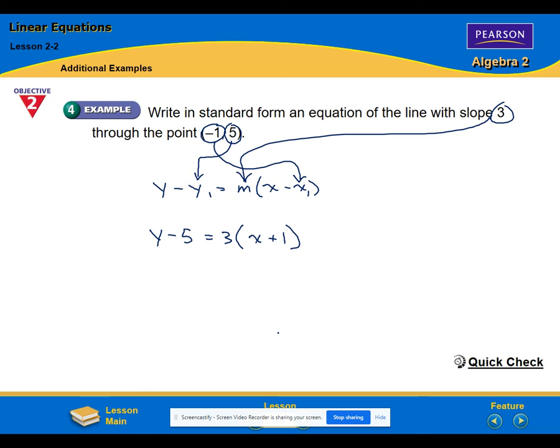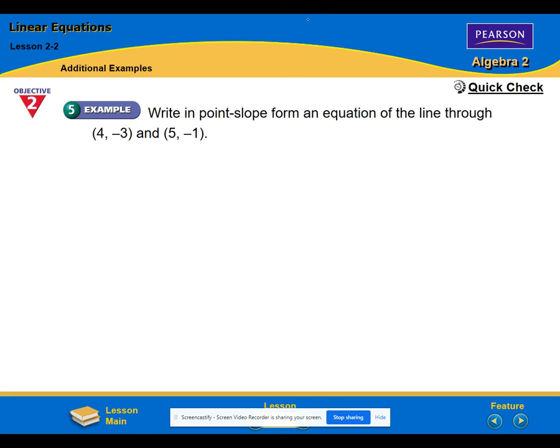That's point slope form. Now again, we will go further with this after the next video and turn this into what's known as standard form. That's the next lesson though. So you can stop here for now. Last one. Write in point slope form an equation of a line through 4, -3 and 5, -1. Now this isn't like the last one, because the last one they gave us a point and the slope. Now they're giving us 2 points. We can calculate a slope.